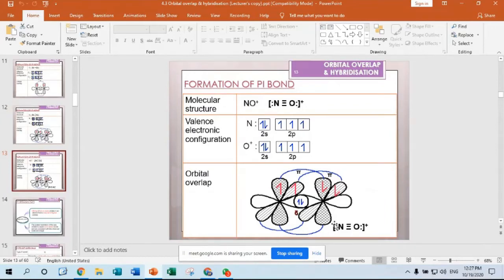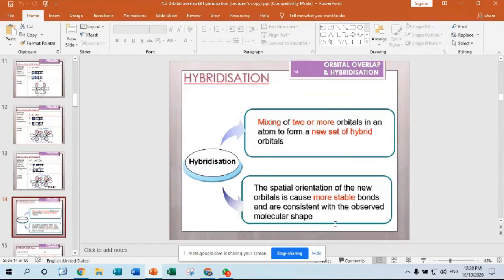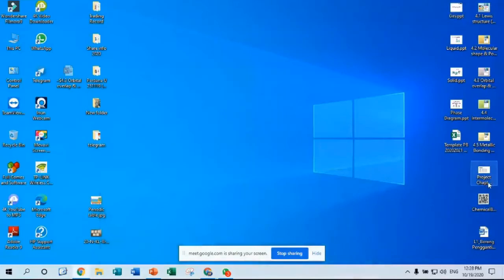This one sigma, two pi as well. Okay, hybridization. Hybridization is the mixing of two or more orbitals in an atom to form a new set of hybrid orbitals. The spatial orientation of the new orbitals is called multiple bond and are consistent. Okay. Before I proceed, I have to open something for you to look at the summary again.